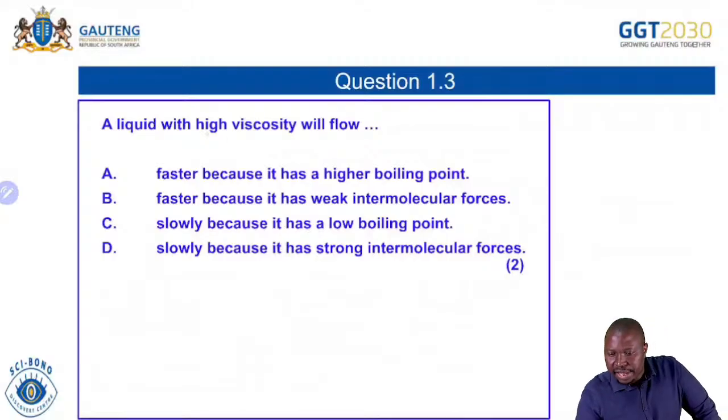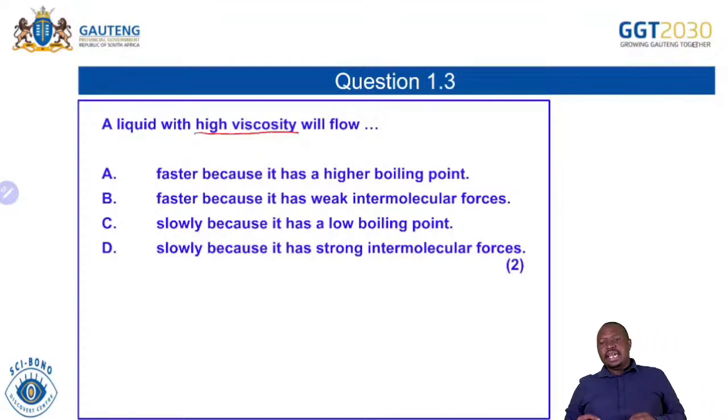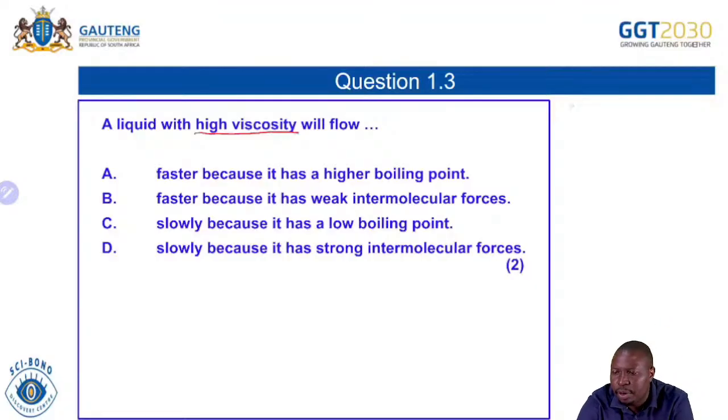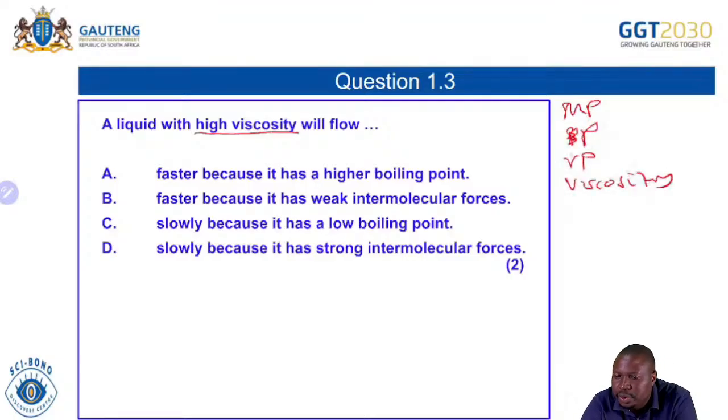So you are looking at the keyword there, which is high viscosity. So you have to first remember the physical properties. Remember, in technical science we do 4 physical properties, which are your melting point, your boiling point, your vapor pressure, and your viscosity. And we are saying out of these four, as the strength of intermolecular force increases, the melting point increases. So all these increase with the strength of intermolecular force.